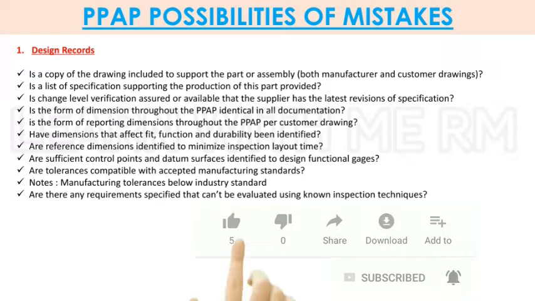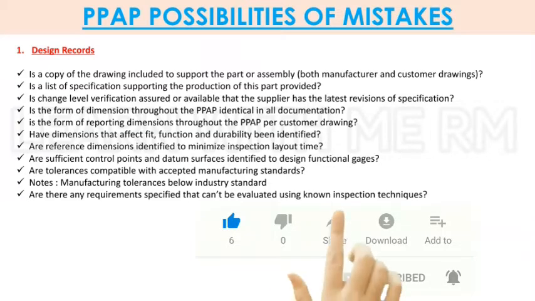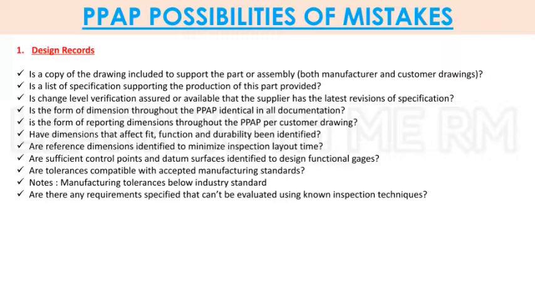1. Design records is a copy of the drawing included to support the part or assembly, both manufacturer and customer drawings. Is a list of specifications supporting the production of this part provided? Is change level verification assured, are records available that the supplier has the latest revisions of specification?